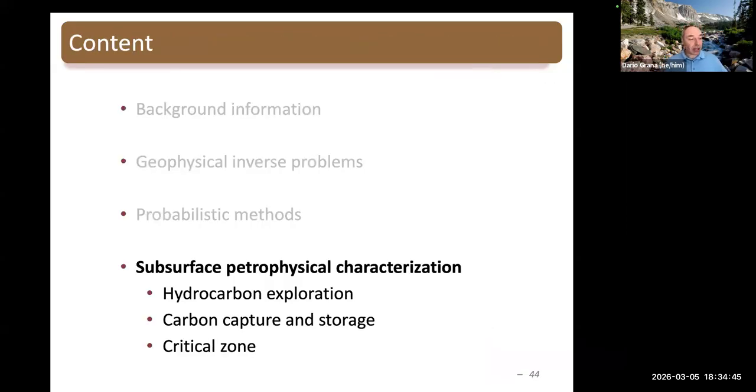So now that we have looked at all the different probabilistic methods, what we're going to do is look at some examples in subsurface characterization. We're going to start with oil and gas. Then we're going to look at CO2 sequestration, and then we're going to look at an environmental problem, which is the characterization of the critical zone.